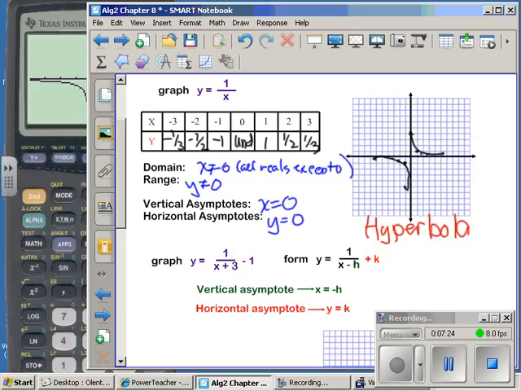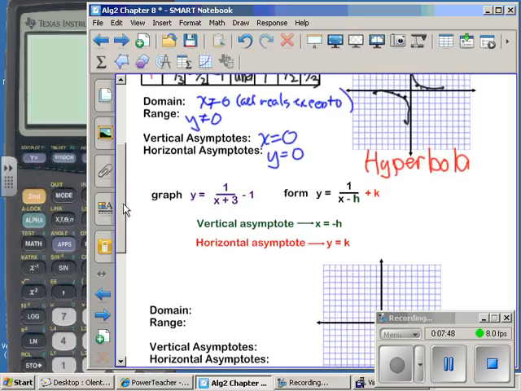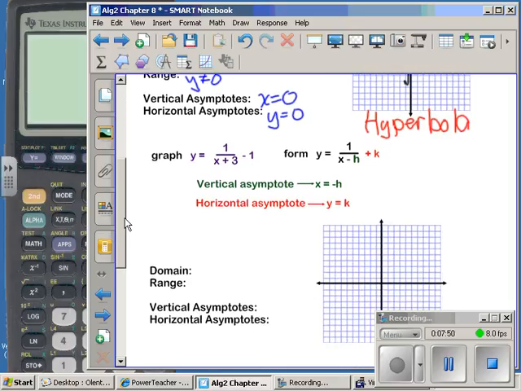Because remember, all vertical lines have the equation x equals something. So in this case, it's x equals 0 because that's the line that it goes across. No. All horizontal lines are y equals, and in this case, it's y equals 0. Okay? For this exact function, no.